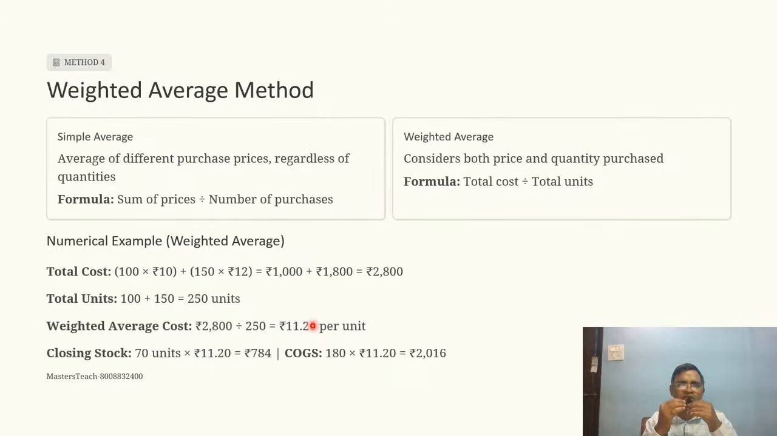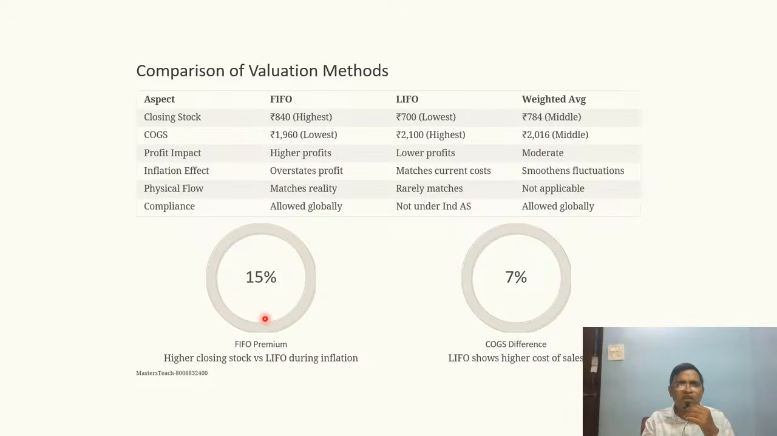Then the weighted average method. It is the average of different purchase prices regardless of quantity. Formula: sum of the prices divided by number of purchases. So this is the formula. The weighted average considers both price as well as quantity purchased. The formula of the weighted average is total cost divided by total units. A numerical example is given here, just go through that one. Then a comparison between valuation methods: FIFO method, LIFO method, and weighted average method. It is given here, just go through this one.